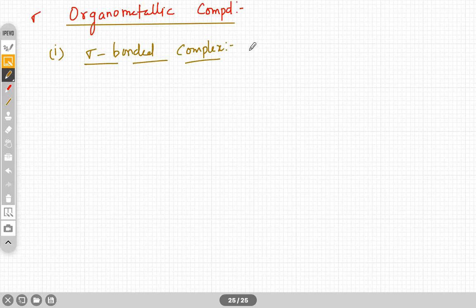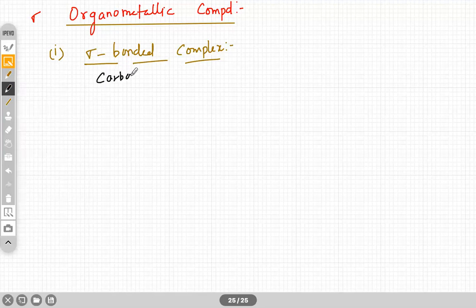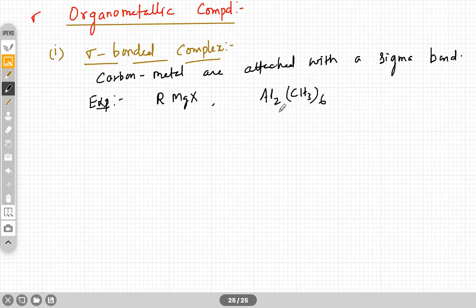In this type of complex, there is a sigma bond between the carbon and the metal. So carbon and metal are joined with a sigma bond, and hence we call it a sigma bonded complex. The example we have is RMgX, Grignard reagent. We can also have Al2(CH3)6. This is also a sigma bonded complex, right? Electron deficient Al(CH3)3 dimerizes. This is the example we have.